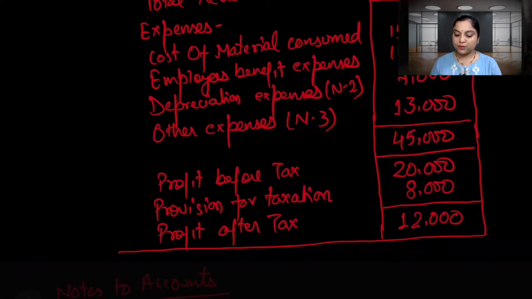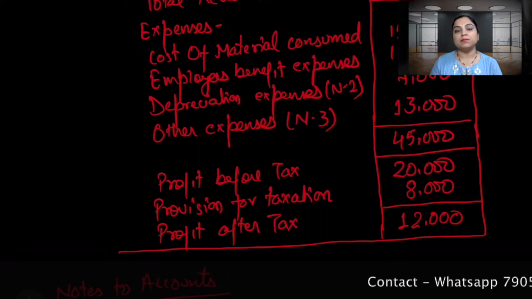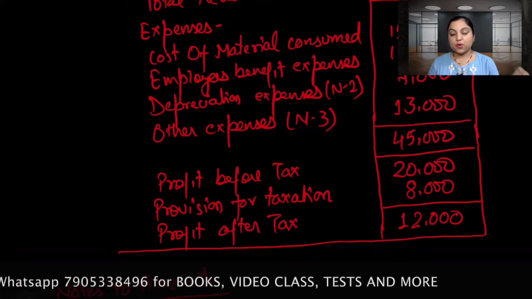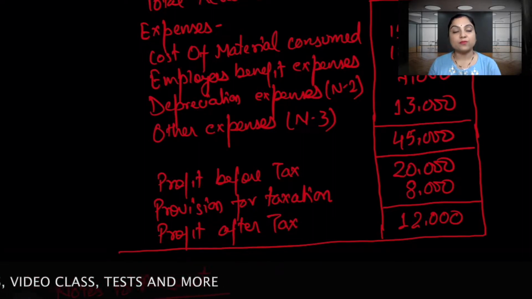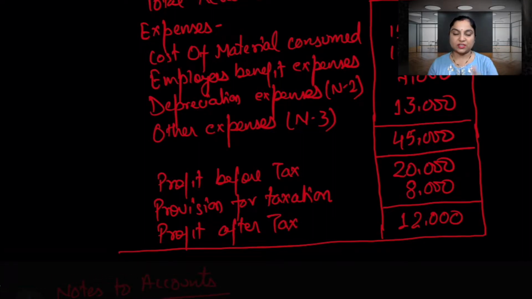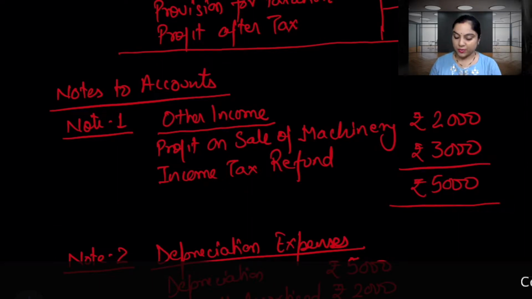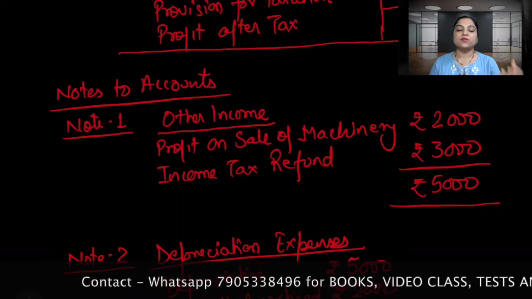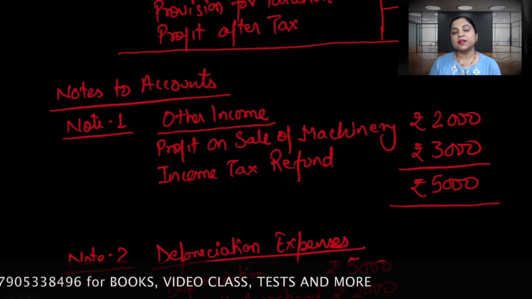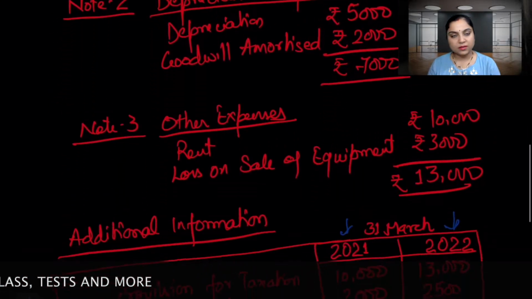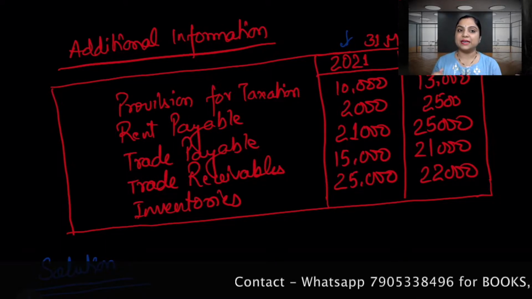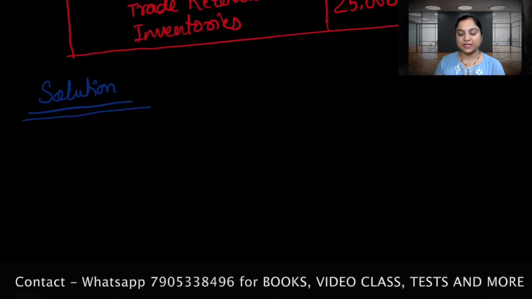So we have provision for taxation, rupees 8,000. That means a company or an organization has made a provision for taxation of rupees 8,000, and that provision they have shown in the profit and loss account. And then we have an income tax refund, which means we received a refund from the income tax department amounting to rupees 3,000. And then we have additional information as provision for taxation. So let's create a ledger related to the provision for taxation account.